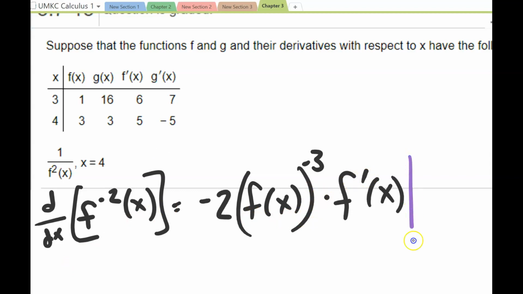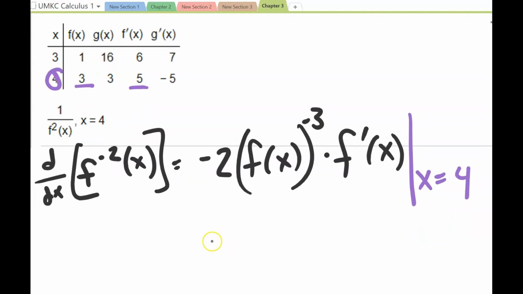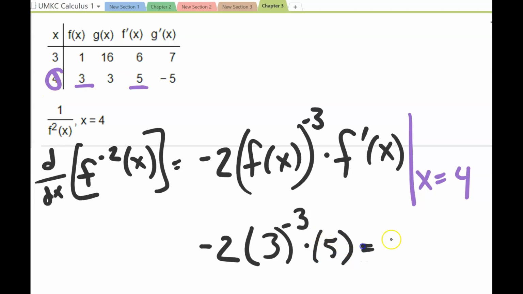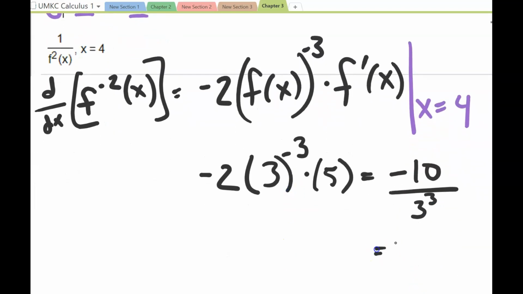And I'm going to look at that at x equals 4. So I'm looking at x equals 4, and I have f of x and f prime of x. So I would have minus 2 times f of 4, and f of 4 is 3. That's to the minus 3rd power, times f prime at 4, which is 5. So what would I end up with? Minus 10 over 3 cubed. So that would give me minus 10 over 27.